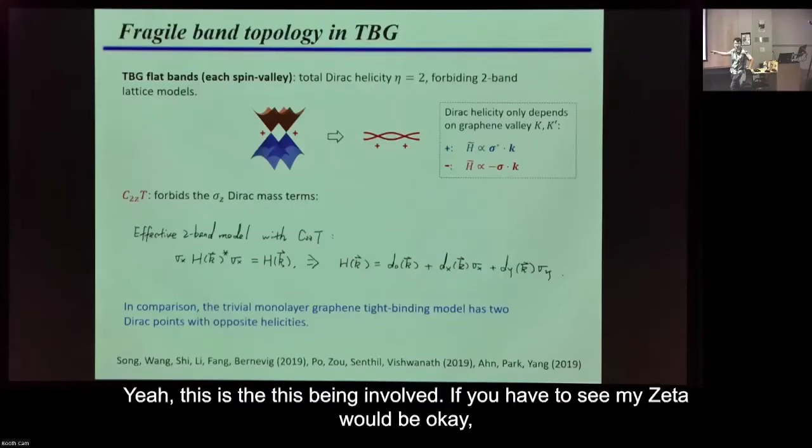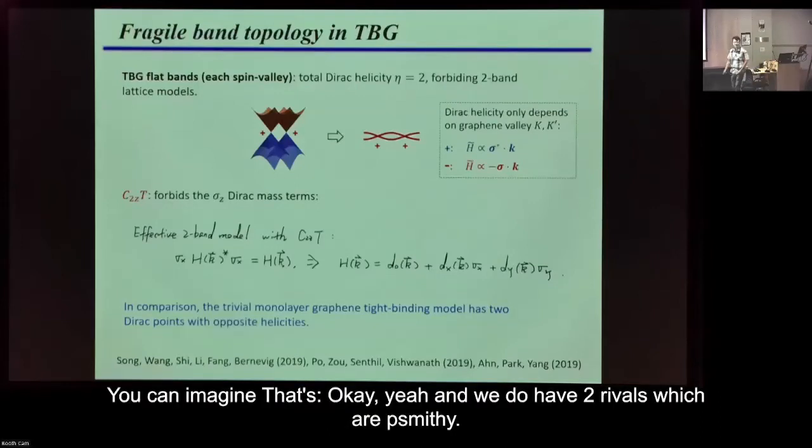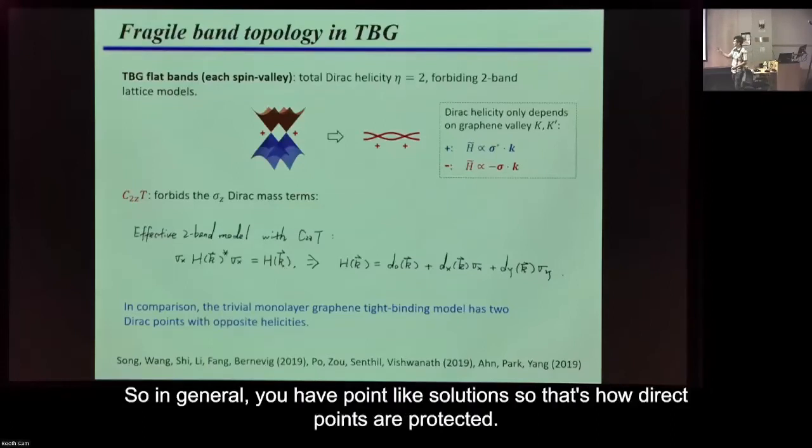Basically the sigma z term would be forbidden. And with just the two coefficients here, in two dimensions, if dx and dy are both zero, you have a gapless point. And you do have two variables, which are kx and ky. So in general, you have point-like solutions, which are basically Dirac points. So that's how Dirac points are protected in this case by C2zT.